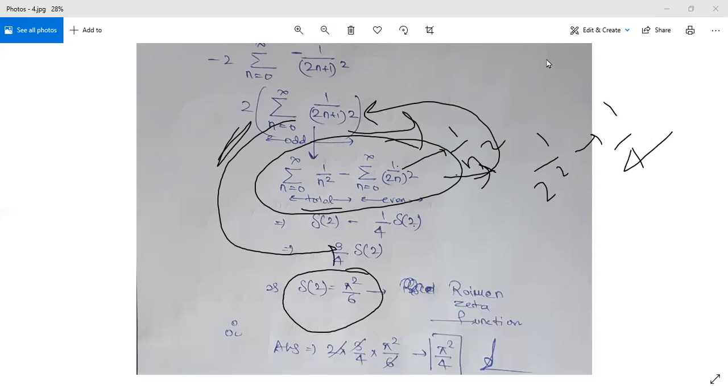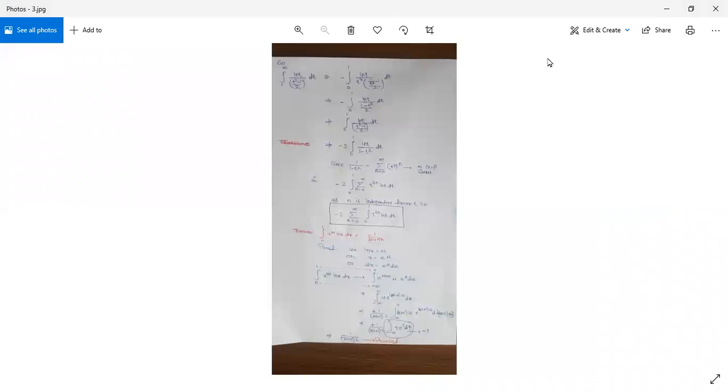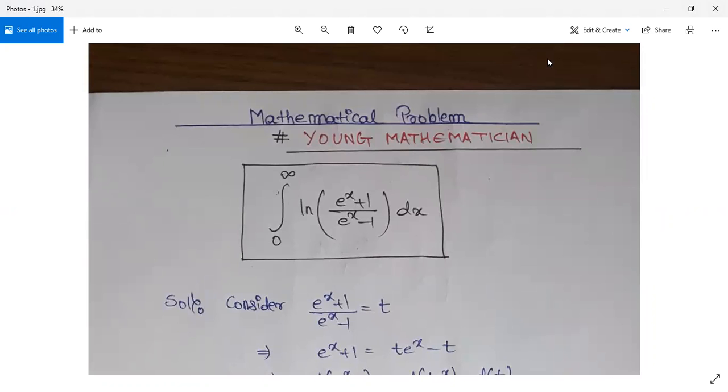So our answer will be 2 multiplied with this, which is actually 3 by 4 of the Riemann zeta function evaluated at 2, which is actually pi square by 6. As 3 into 2 is 6, canceling this and this out, our answer is pi square by 4. So this is the complete solution of the definite integral question, which that guy was sending me. So this question is now completed.